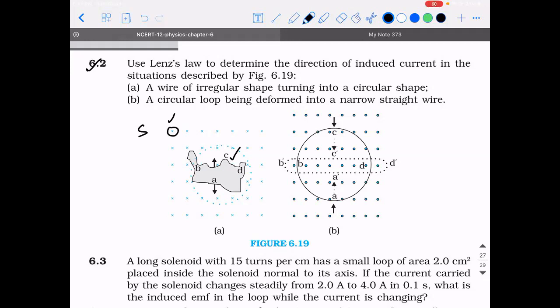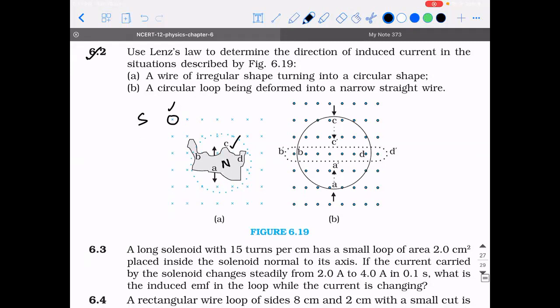When the area increases, then what will happen? According to Lenz's law, flux will also increase. Yes, flux is increasing, same polarity as you will get generated. So it will be North Pole. Correct? Because the coil is facing you, you're the North Pole. Increase in flux, same polarity. So North Pole means, sir, what will be the direction of current? DCBAD. Correct? Yes, sir. DCBAD. That's it.